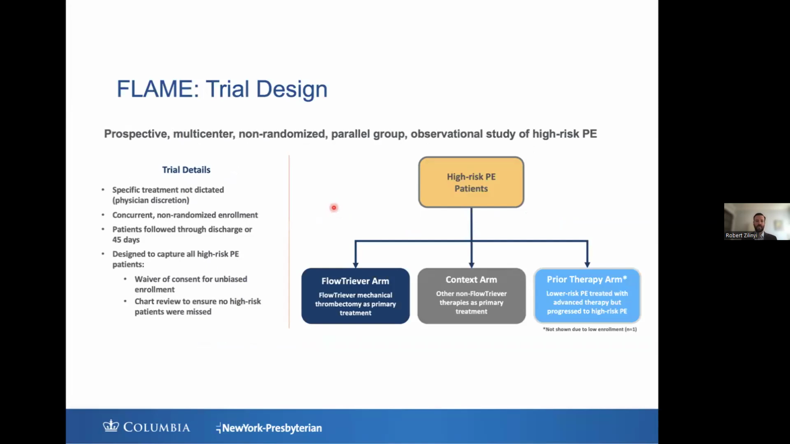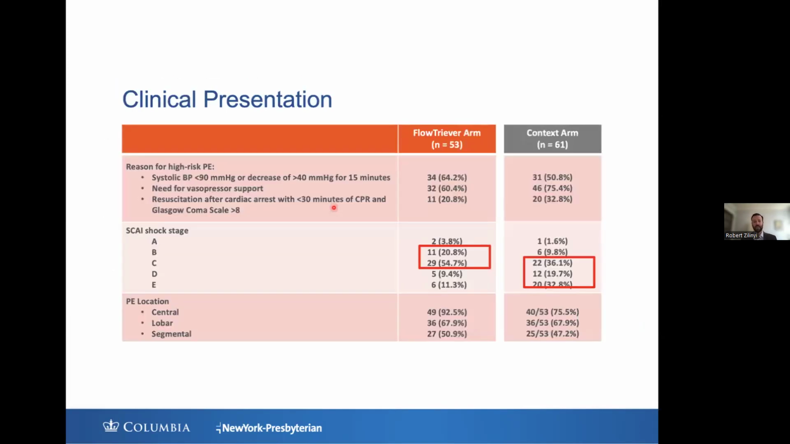The FLAME trial was a prospective, multi-center, non-randomized observational study in high-risk PE. This was performed with the Inari FlowTriever, and patients were in one of three arms: the FlowTriever arm, the context arm, and prior therapy arms. So obviously, patients in the FlowTriever arm received mechanical thrombectomy with FlowTriever. The context arm is basically every other treatment as the primary treatment, and the prior therapy arm is lower risk PE treated with advanced therapy but progressed to high risk PE. And so we see the characterization of the patients here.